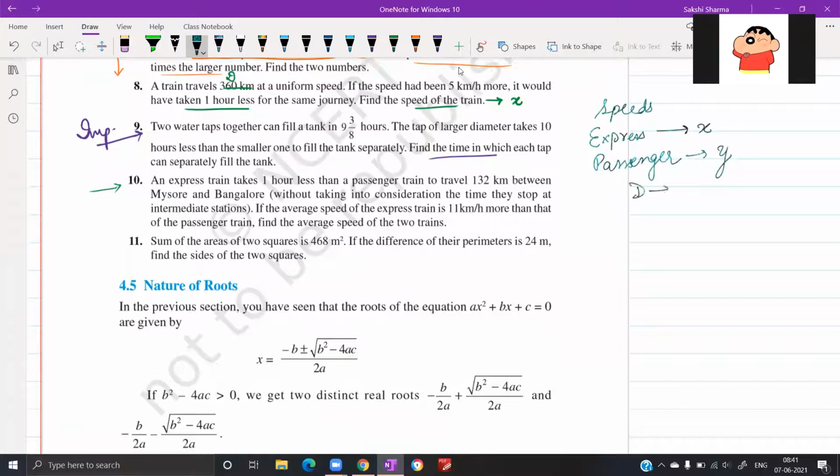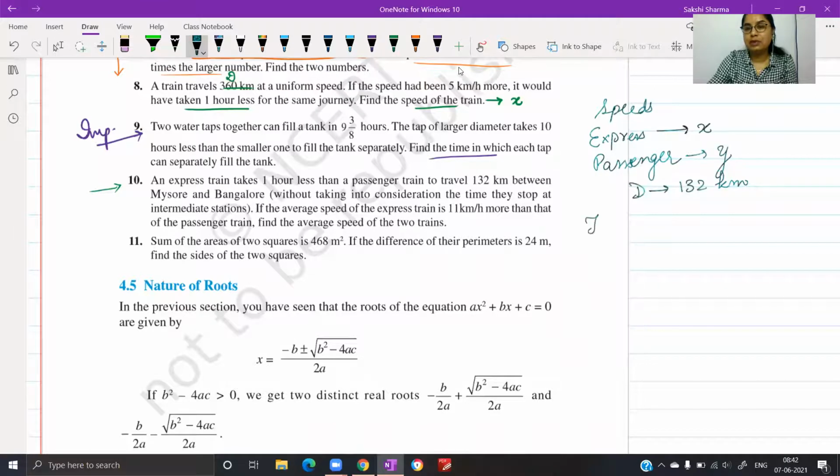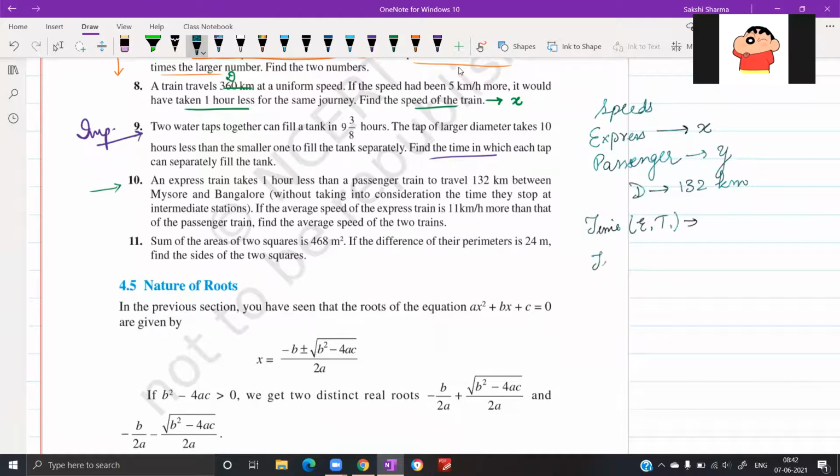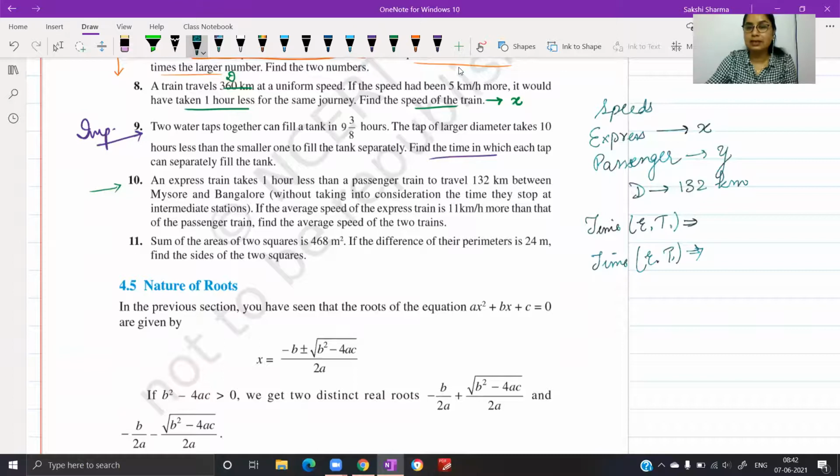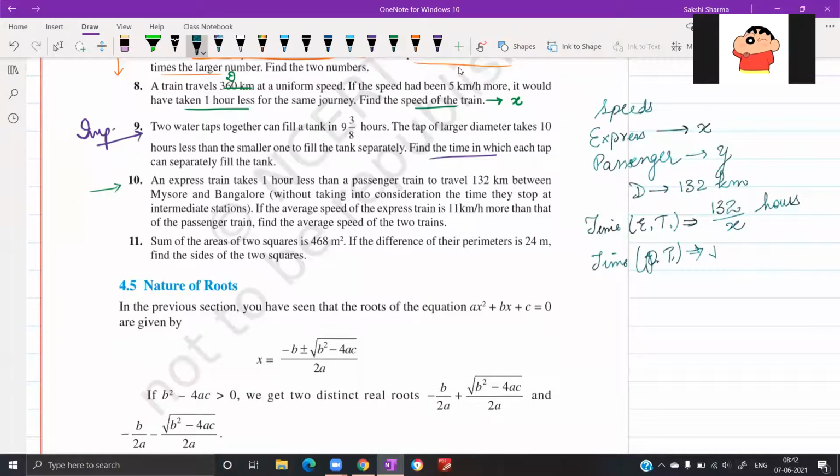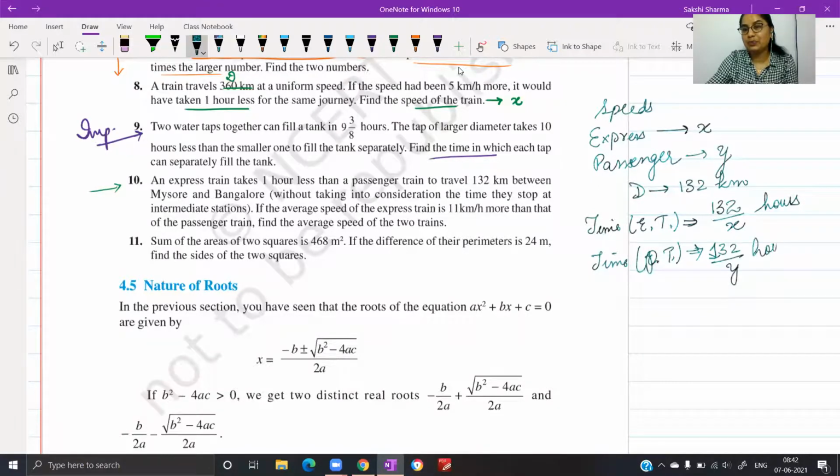Distance will be 132 kilometers. That's right. You can find out the time for the two trains. Time is distance upon speed. So for the express train, it will be 132 by X hours, and for the passenger train, it will be 132 by Y hours.